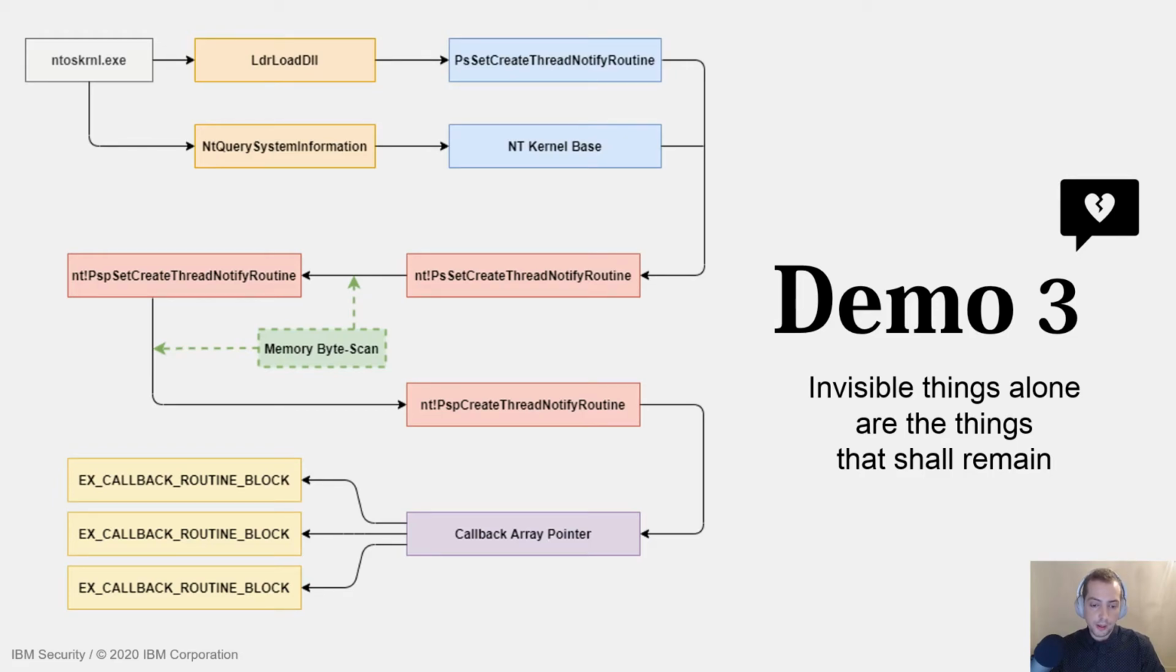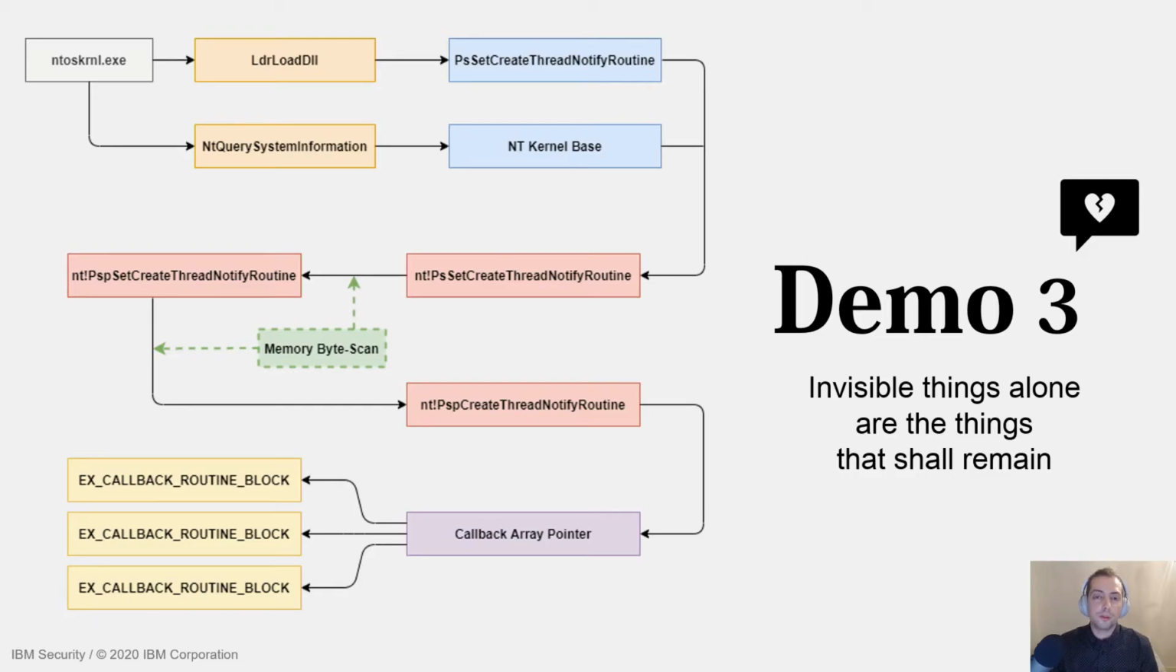For demo 3, again, it's kind of complicated. We're looking at a thread creation notification routine here. We do something similar to what we've seen many times already. We load NTOS kernel here, and then we use LdrLoadDll to find the offset to this function, PsSetCreateThreadNotifyRoutine, and NtQuerySystemInformation to leak the kernel base, right? And then that gives us the address in kernel space of nt!PsSetCreateThreadNotifyRoutine.